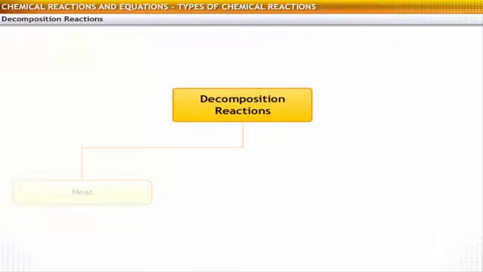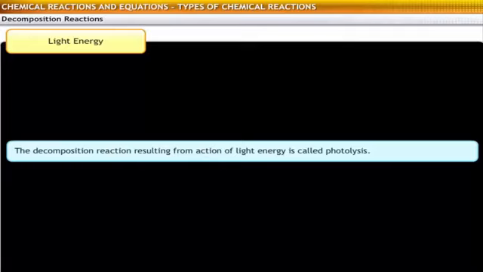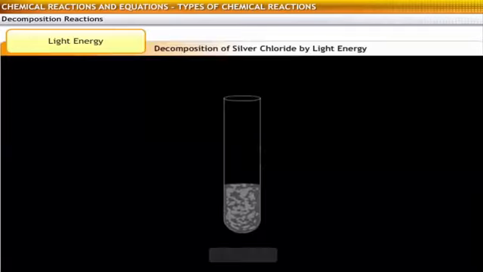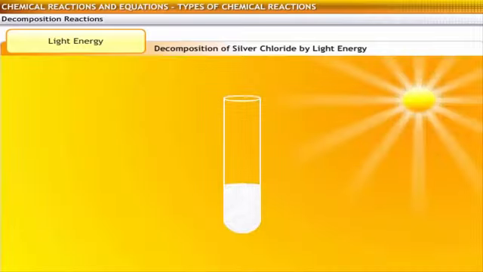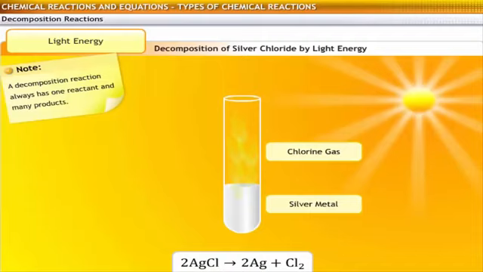Finally, the decomposition reaction resulting from action of light energy is called photolysis. For example, when silver chloride is exposed to light, it decomposes to form silver metal and chlorine gas. Remember that a decomposition reaction always has one reactant and many products.